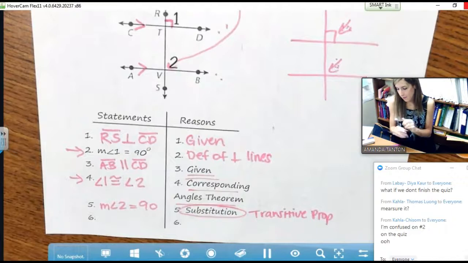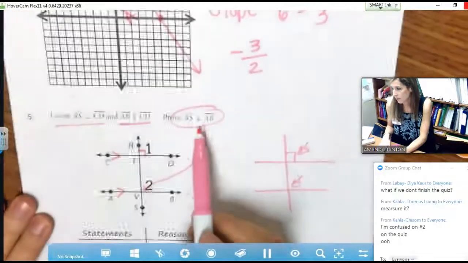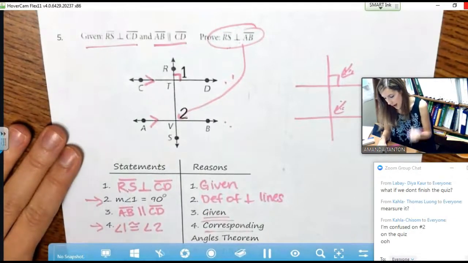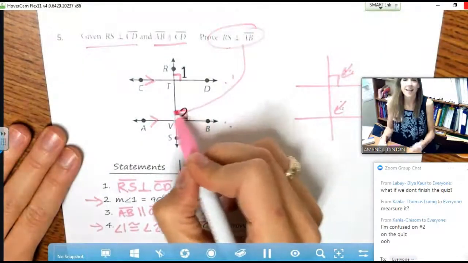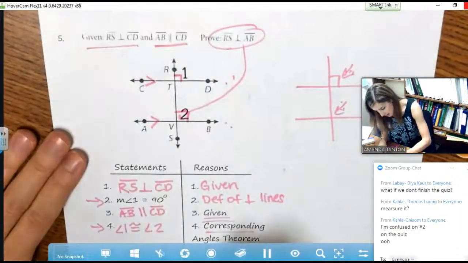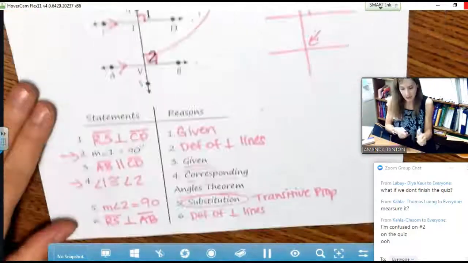Okay, finally, you always end a proof with what you were trying to prove. We were trying to prove that segment RS is perpendicular to segment AB. And the reason is, well, we just said angle 2 is 90. If angle 2 is 90, then those segments are perpendicular. Definition of perpendicular again. So we reused it. It's happened twice in our proof.